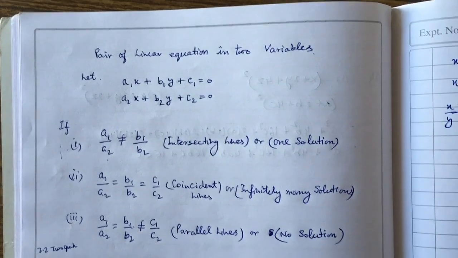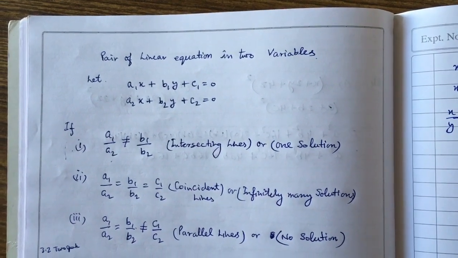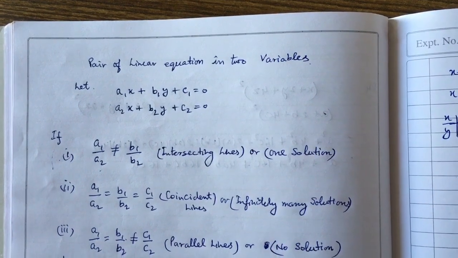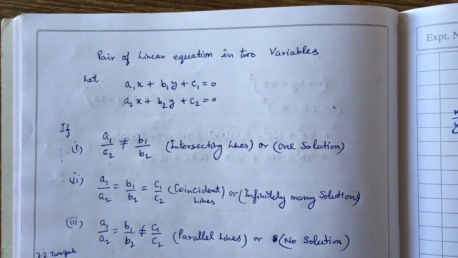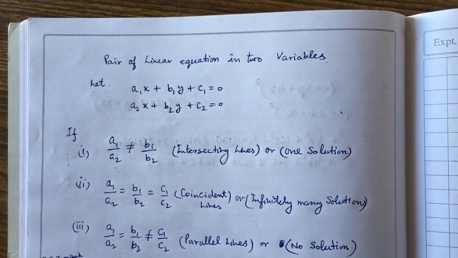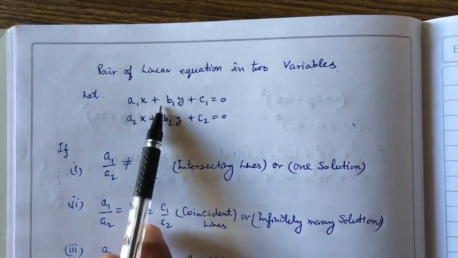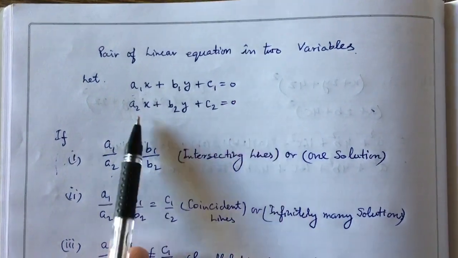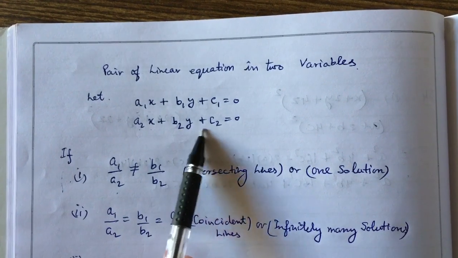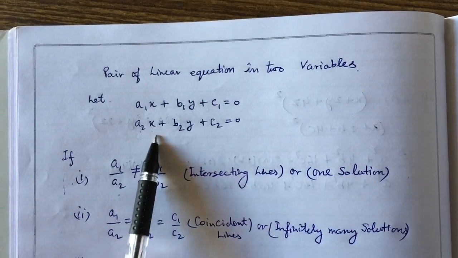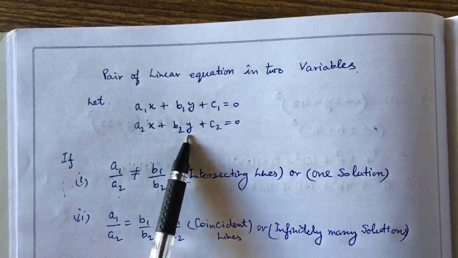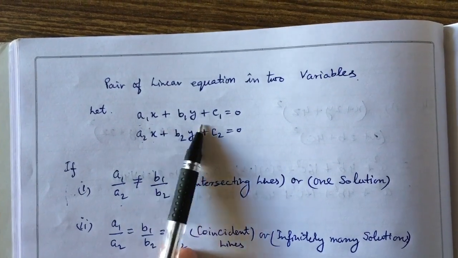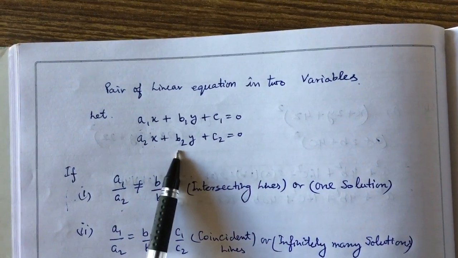Hello students, I am taking the third chapter of class 10th, pair of linear equations in two variables. Suppose a1x plus b1y plus c1 is equal to 0, a2x plus b2y plus c2 is equal to 0. These are two linear equations in two variables. These are the general form of the linear equation.